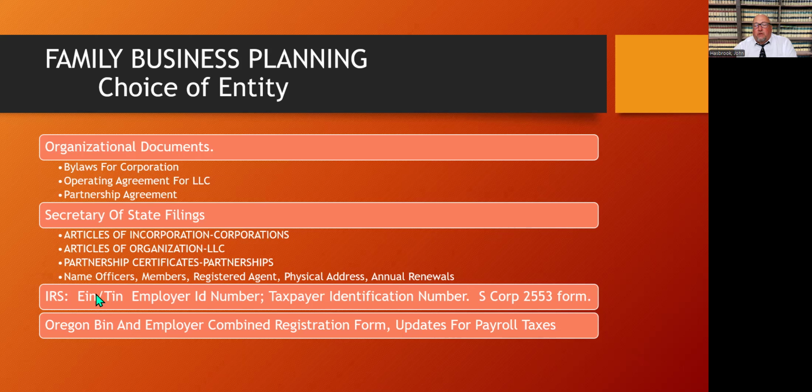All right, let's drop down to the bottom of the slide here and just talk real quickly about the IRS. Once you have filed with the state the appropriate form to get the business entity set up, you have bylaws or an operating agreement in place, you're going to also need to get what's called an employer identification number, or an EIN, or a tax identification number, TIN. They're interchangeable.